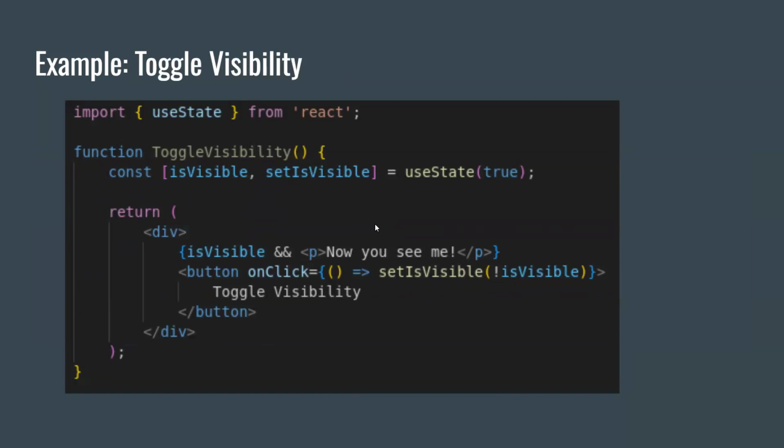Another one, toggle visibility. We have a toggle visibility component, and we are importing useState from React, and we're setting the initial value of the state to be true. This returns the state isVisible, which is true to begin with, and we have this updating function that can update this state.